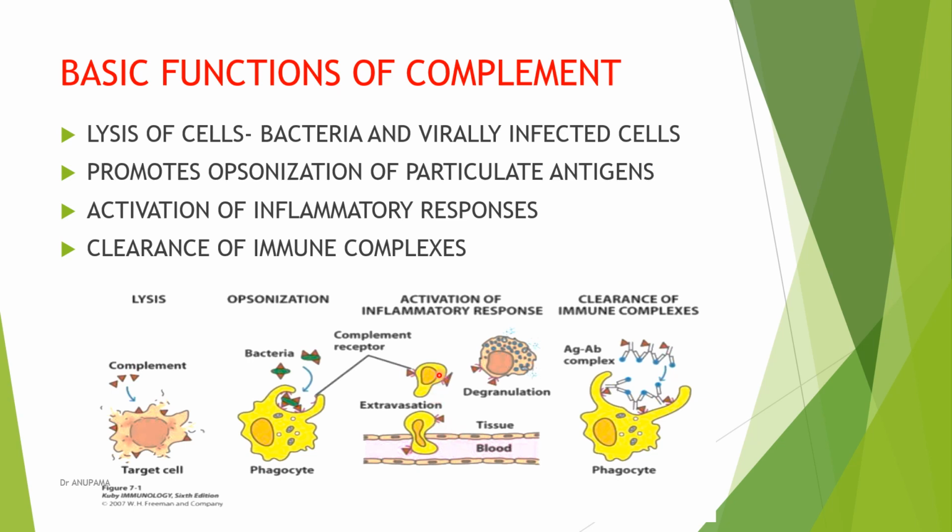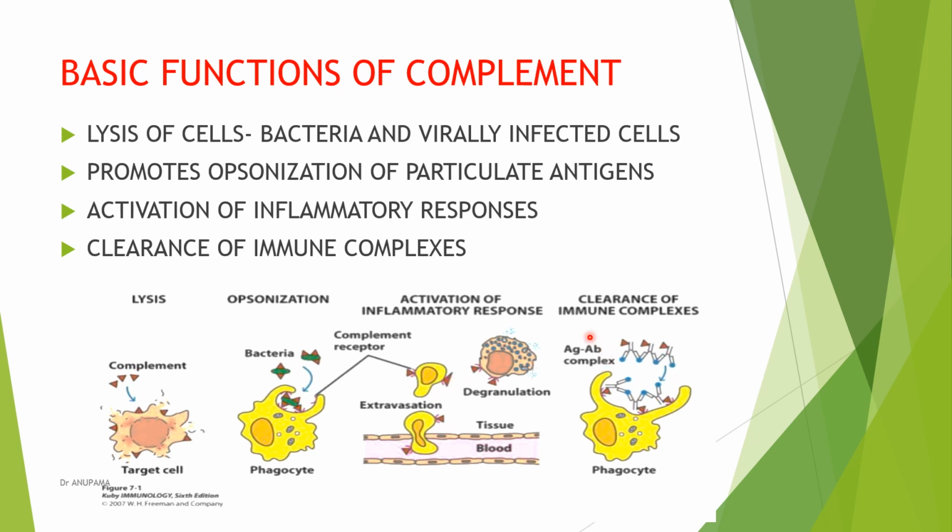Some cells have receptors for complement proteins, and when they bind, they contribute to extravasation of the cells. And one more thing is degranulation of the basophils or mast cells, which also contributes to extravasation of cells, that is movement of cells out of the blood vessels.